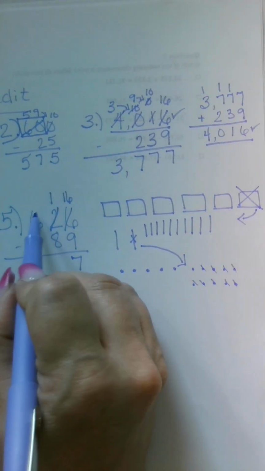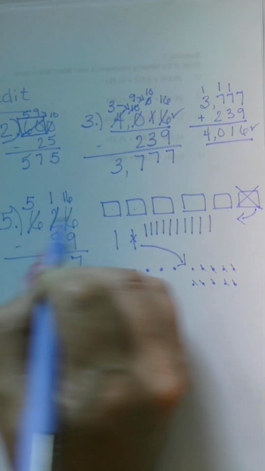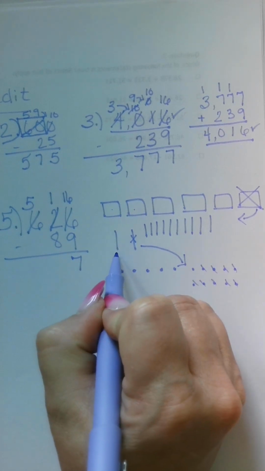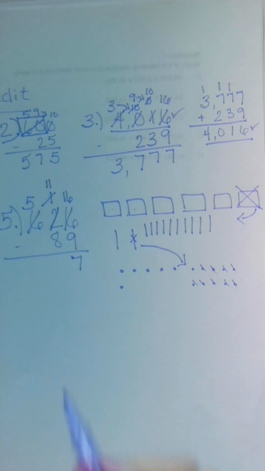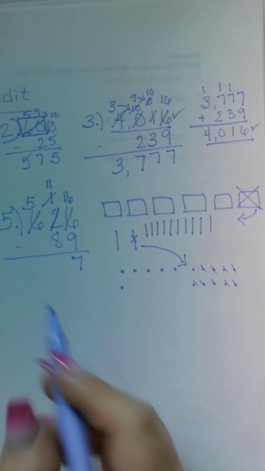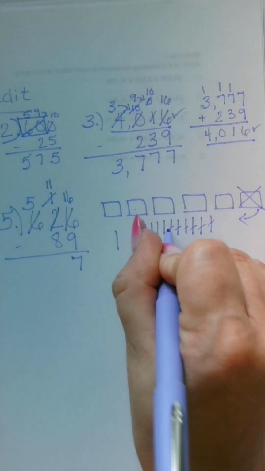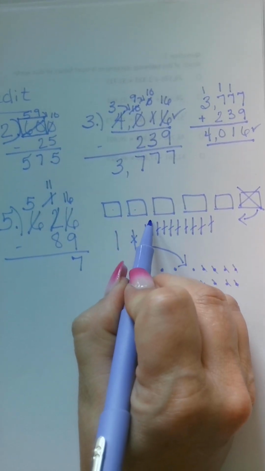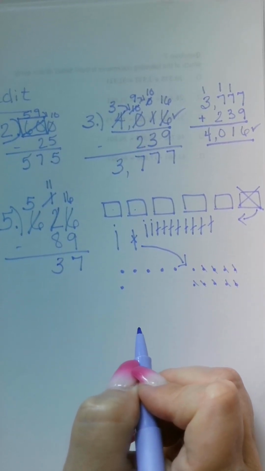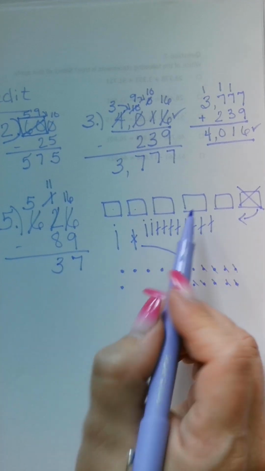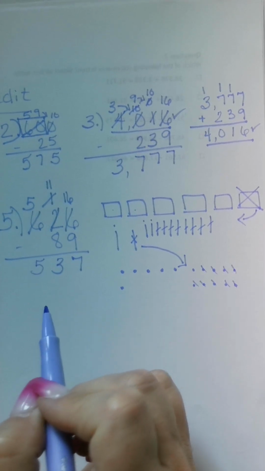So I took one of my hundreds and I only have 1, 2, 3, 4, 5 left. Now I've got this 1 ten plus the 10 tens, so I have 11 tens. I need to take away 8 tens. 1, 2, 3, 4, 5, 6, 7, 8. That leaves me with 1, 2, 3 tens. And I don't need to take any hundreds away, so I'm going to keep all 5 hundreds that I have left. And my answer is 537.